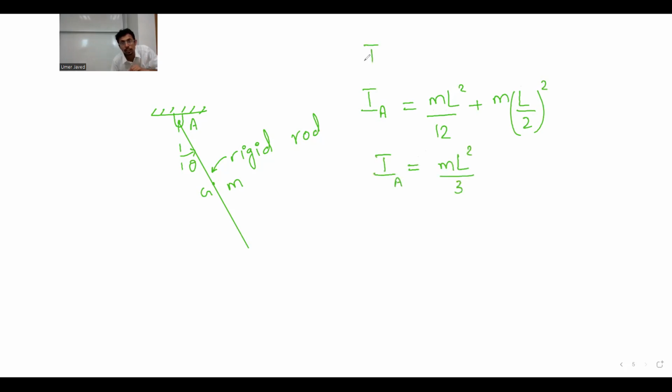The IG is ml square by 12. Moment of inertia of the rod about its center is ml square by 12. Moment of inertia of the rod about point A, about its one end, is ml square by 12 plus this little term that will give you ml square by 3, and you can always Google it. Okay.